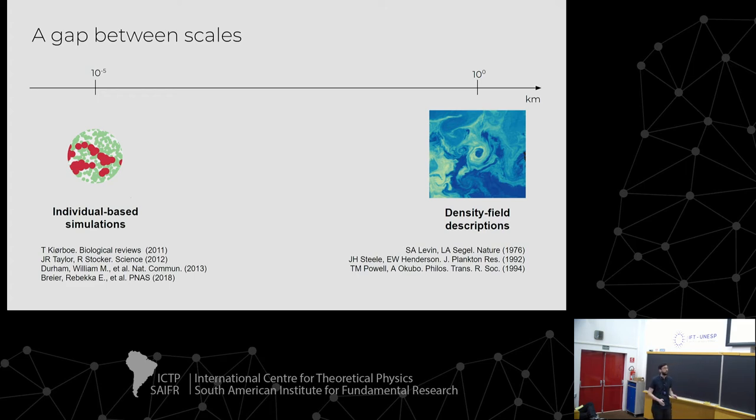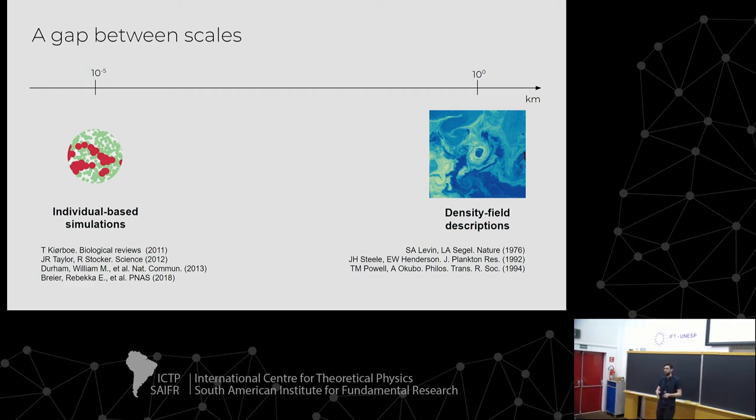To solve this problem, people have worked with density field descriptions. So we write a PDE for our concentration field, and we try to work with the kilometer scale. So we have two methodologies that are decoupled in terms of how we do things and how they are connected. We can, in very special cases, connect these two extremes, but in general, this is not possible.